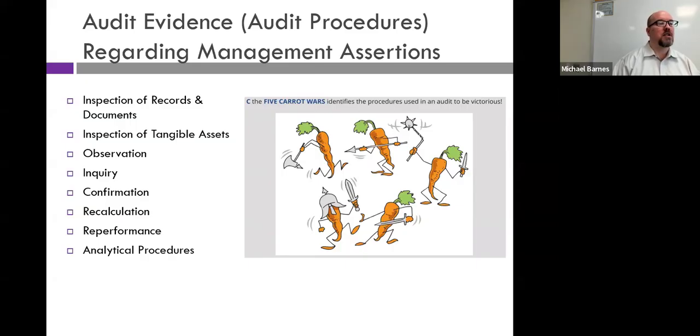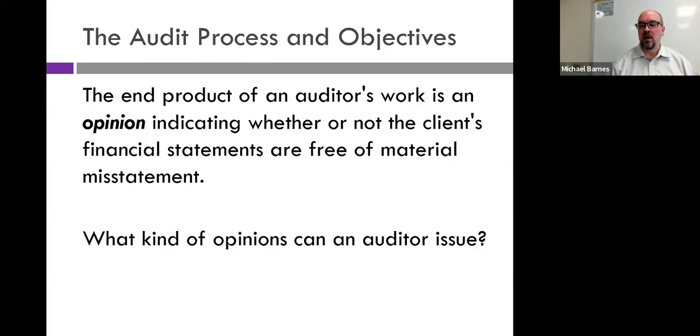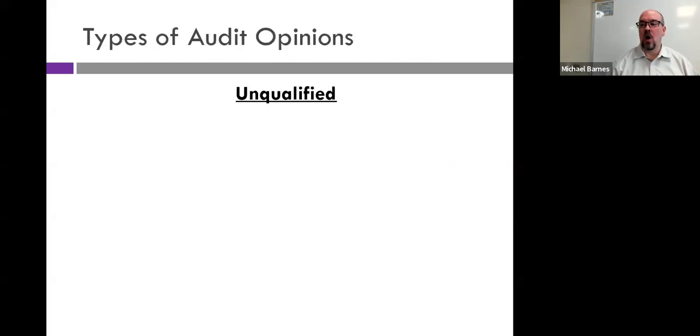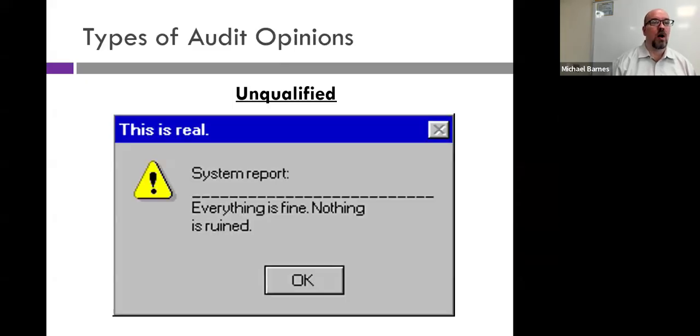Now, optimally, we would like to do something called a clean opinion. That means the financial statements are free from material misstatements. When we talk about a clean opinion, that's something that we call an unqualified opinion. Okay, an unqualified opinion. There's no qualifications to be made.